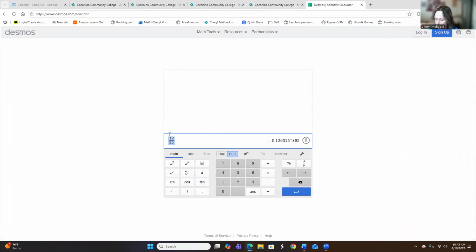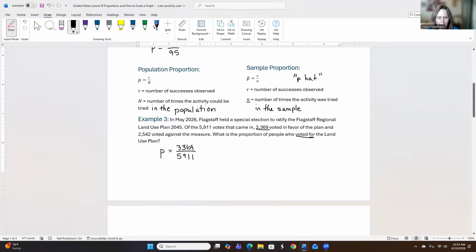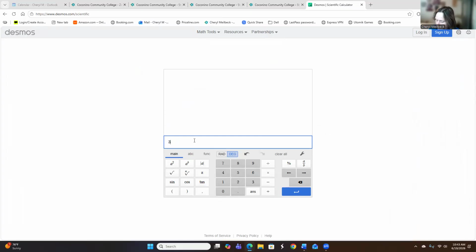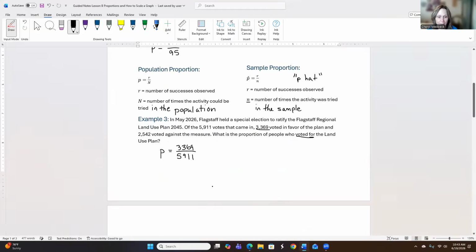If we do, I don't remember what the number was, 3369? Yep. 3369 divided by 5,911. We get 0.5699 and it repeats. I don't think this one reduces, but to check, we can hit convert to a fraction and it gave us that same response. So we know that this is a reduced fraction and we can leave our answer that way.